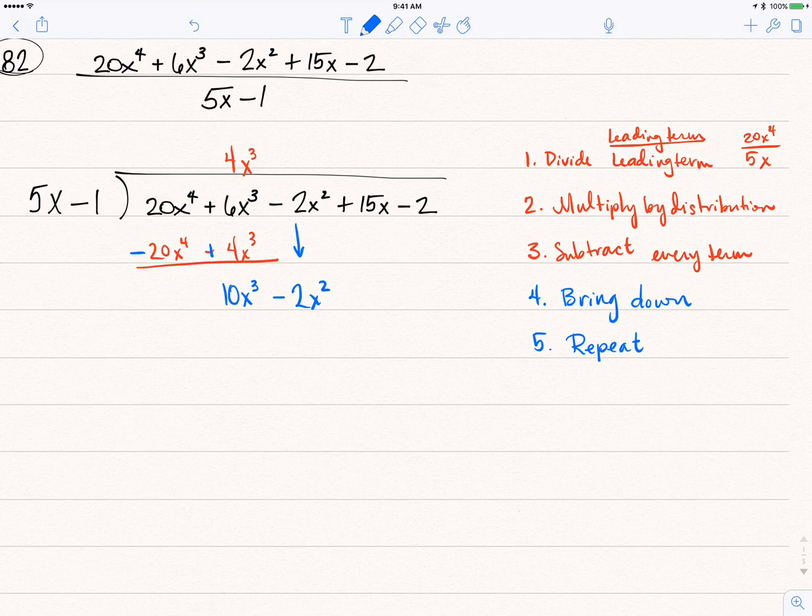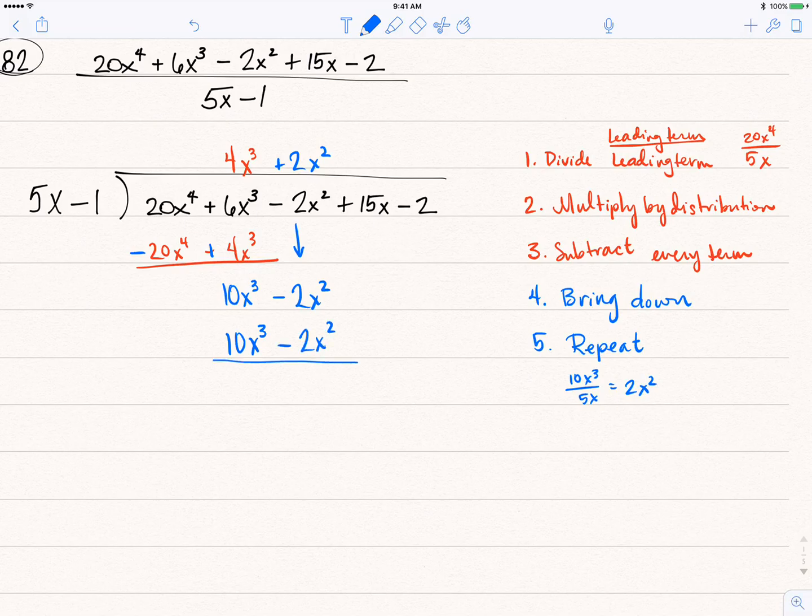So we go back to the top. We have leading term now is 10x cubed. Divide by leading term 5x. So 10x cubed divided by 5x is going to be 2x squared. Goes up top, positive 2x squared. Go to your multiply step. Make sure you multiply everything. So this is 10x cubed, and 2x squared times negative 1 is a negative 2x squared.